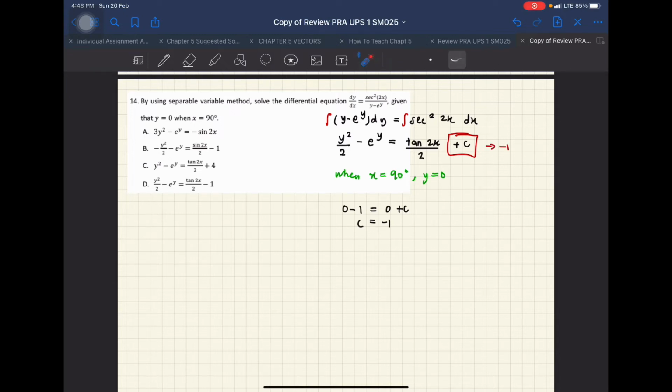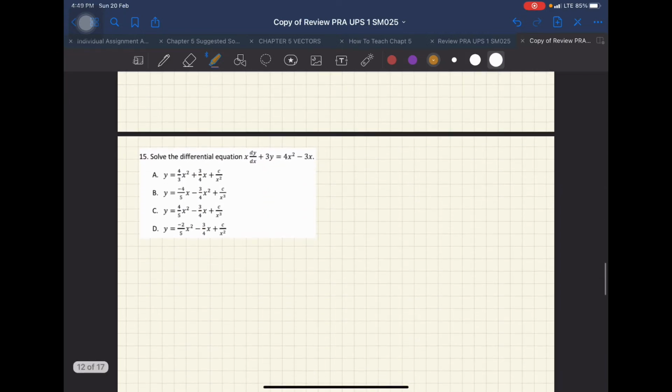Alright, so kalau tengok dekat jawapan awak, you have y square over 2 minus e to the power of y. This one dah betul, yang D ni. Then kita tengok belah kanan pula. You have tan 2x over here, sini pun sama. And then your c is equal to negative 1, which is betul, jawapan awak D, number 14.